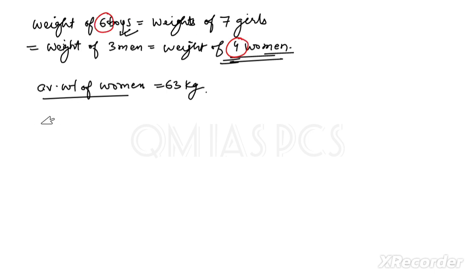So I'm writing the formula: average is equal to sum divided by the total number. We don't know the average value. And it was given just as the weight of 6 boys and the weight of 7 girls. It was given like this.